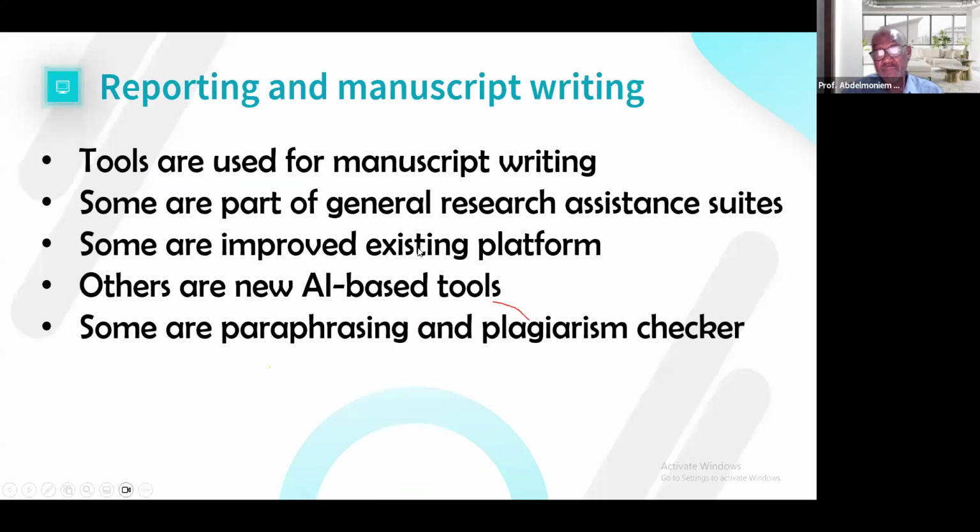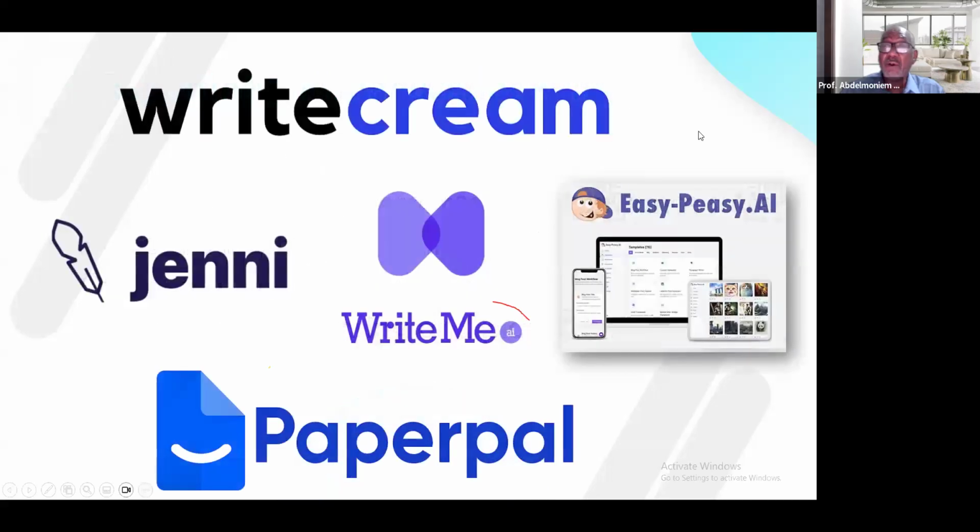Some are improved existing platforms. There are platforms which are there, and then they improve them, and others are new AI-based tools, and some, of course, are paraphrasing and plagiarism checker tools. So we need to explore these. Now, these are very important. You need to know these 5 because these are manuscript writing tools.